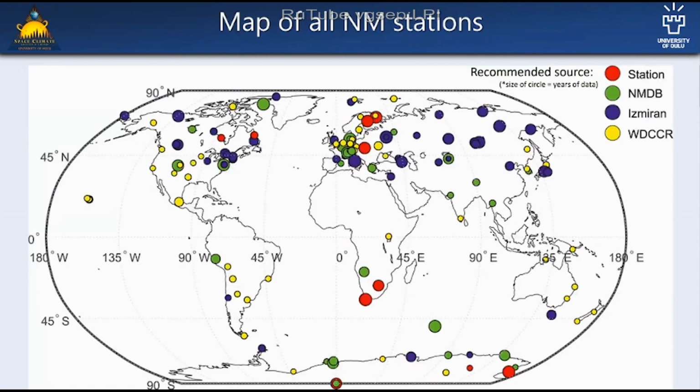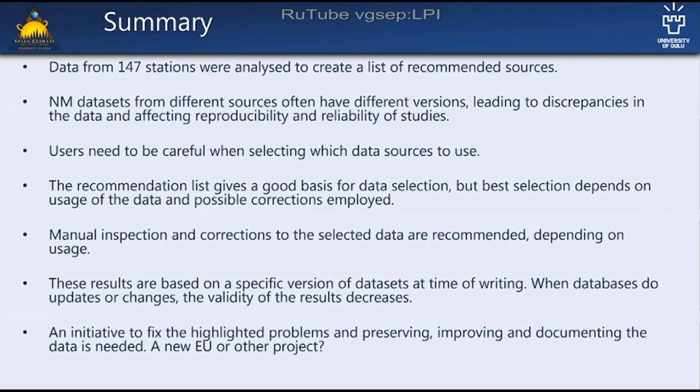And this is a map of all the stations and the recommended source, and the size of the circle is how much data there is available. You can see that many long-lived stations have their own service, but VDC has many of these short-lived stations saved there, and they might be something that people might not know about and don't have the data for. So we did this huge analysis, and the results are for people to use.